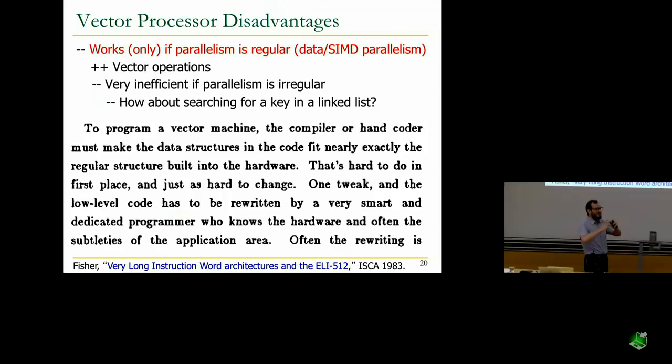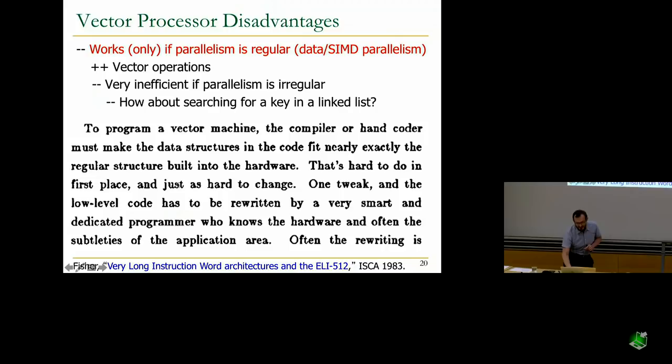So basically, he says, to program a vector machine, the compiler or hand-coder must make the data structures in the code fit nearly exactly the regular structure built into the hardware. What does this mean? Your vector length needs to fit, and your memory layout needs to be nice. You need to be able to do these strided access patterns. If your program doesn't naturally have those, good luck. You need to jump through hoops to be able to do that. That's exactly why porting irregular programs to a GPU today is hard, for the same reason.